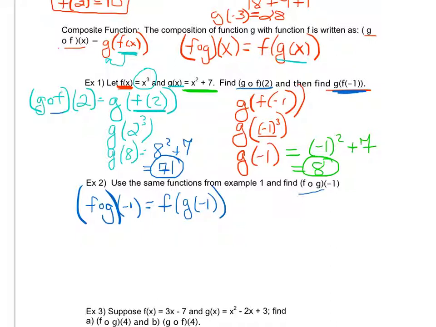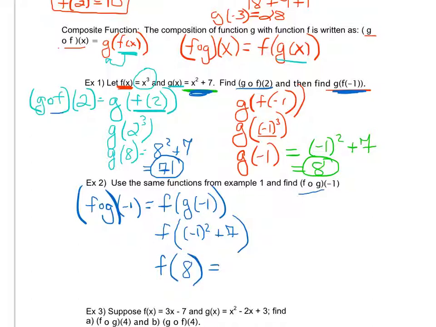So now I'm going to go to g first, and I'm going to plug in -1. So I'm going to have f of, here's my g function, so I'm going to put -1 in for every x value. I always plug in with parentheses so I don't have any errors with my order of operations. Well, -1 squared is 1, plus 7 is 8.